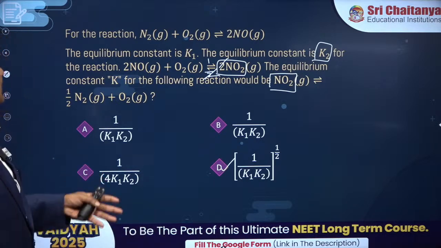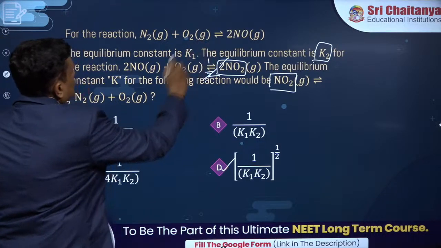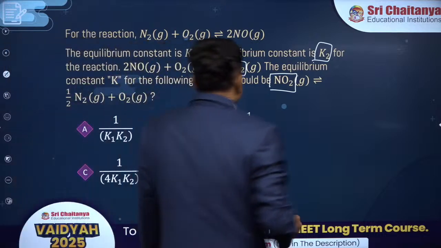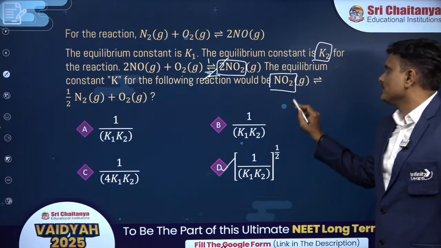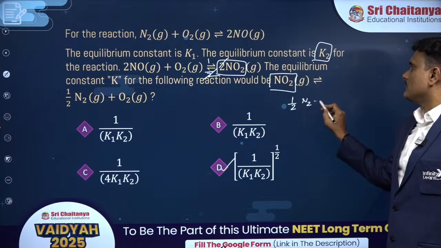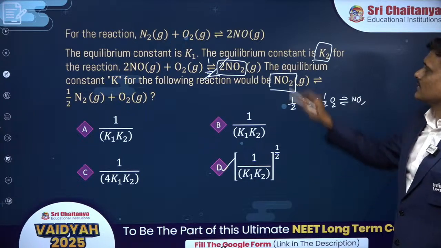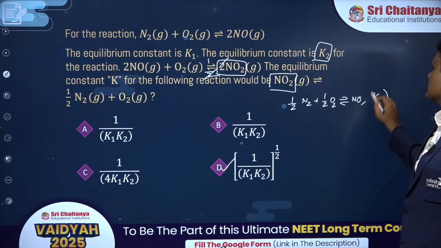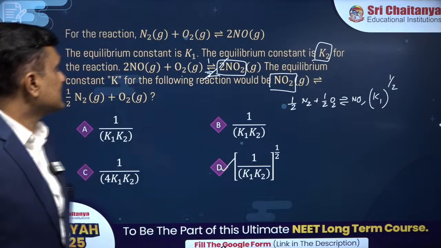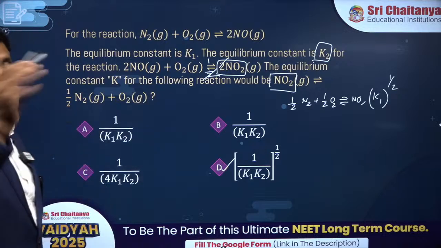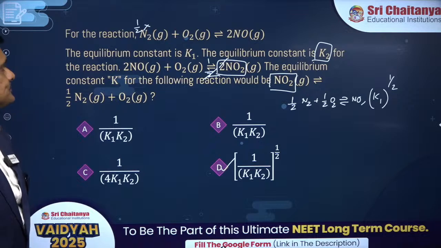Now how would we get the answer to that question? Take that equilibrium: N2 plus O2 giving rise to 2NO. But we need only 1 mole. So what do I write? Half N2 plus half O2 giving rise to NO. The equilibrium constant will become K1 power 1 by 2. Whenever I am multiplying with any factor, it will become power of. You can see I am multiplying this whole equation by half, so it will become power of.